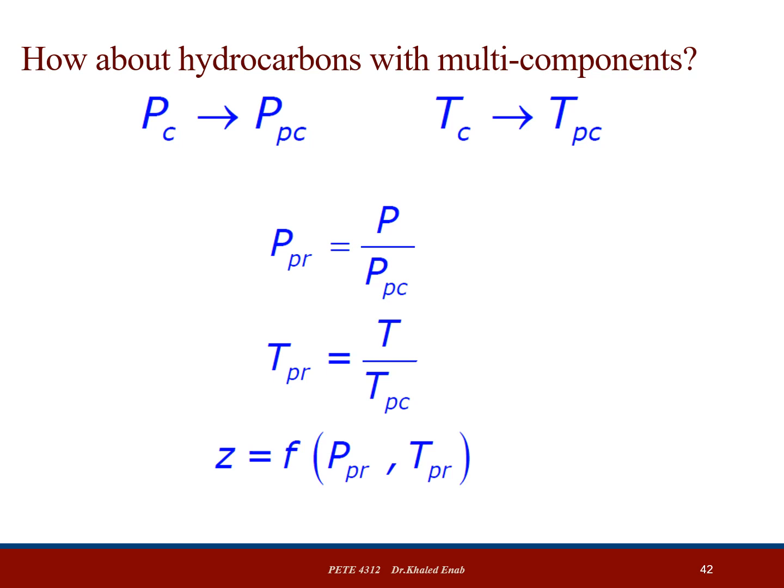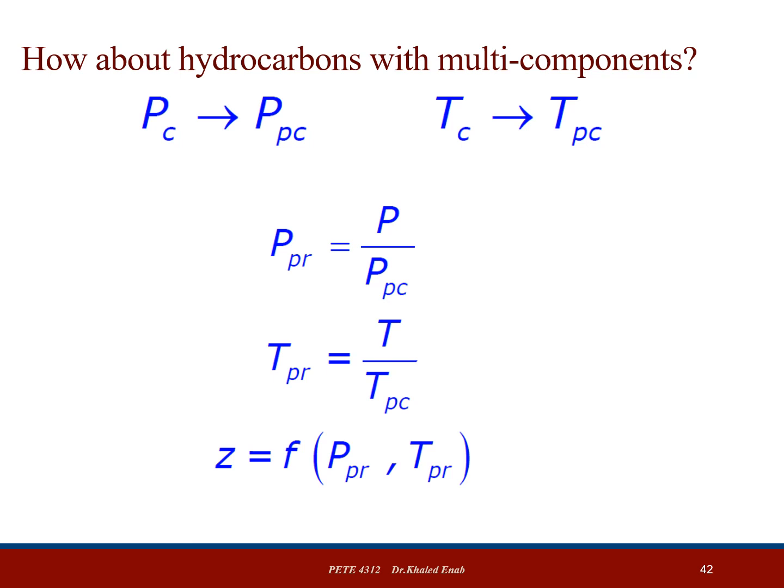Okay, what will happen if I have a mixture, a multi-component? The previous example is so simple. We have one gas. I know the critical pressure of this gas. I know the critical temperature of this gas. What if I have a multi-component? In this case, we define the pseudo-critical pressure, which is a function of the composition and the fraction of each component. And we define the pseudo-critical temperature, again, a function of the components and the fraction of each.